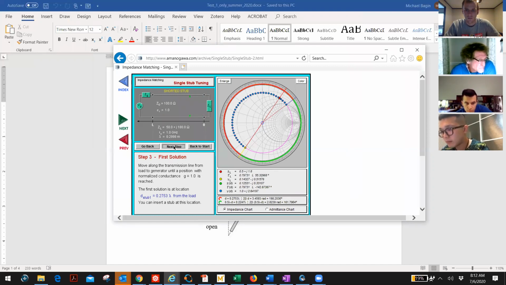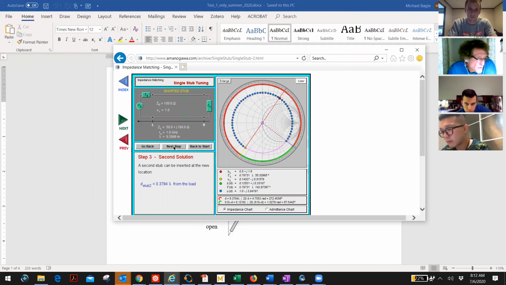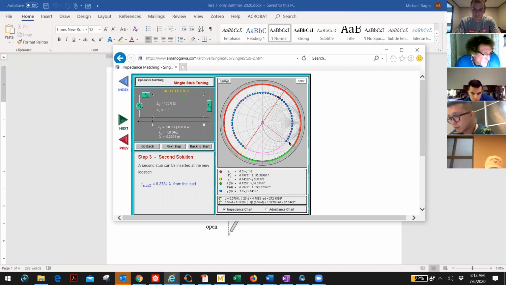Oops. Not that one. This one. All right, it hits that point. So we've traveled more than half a wave or a quarter wavelength away.